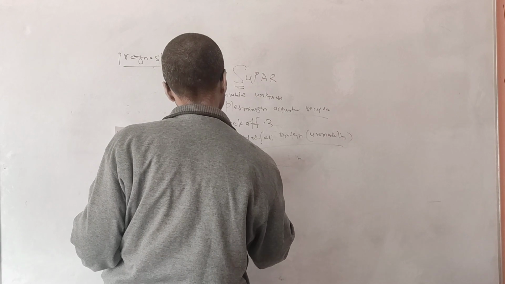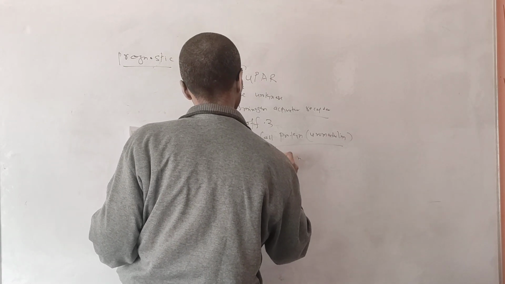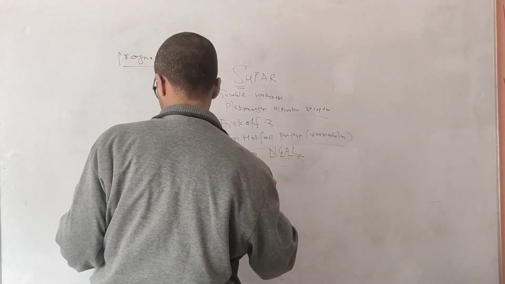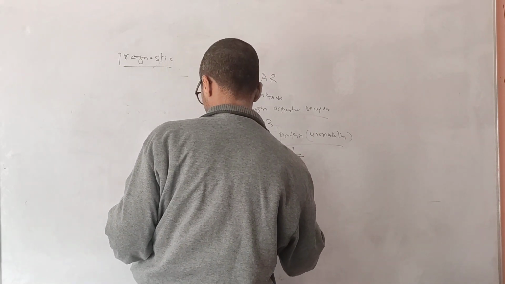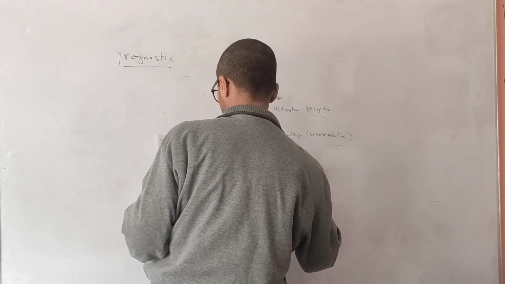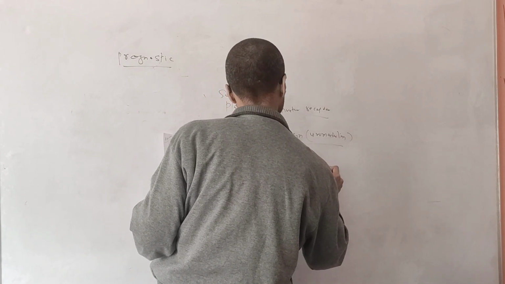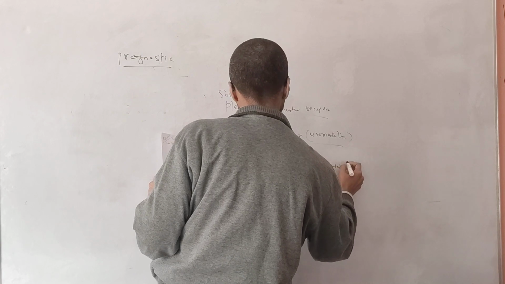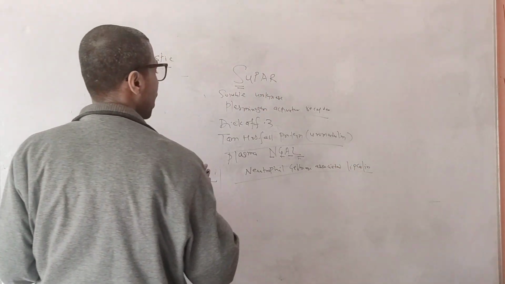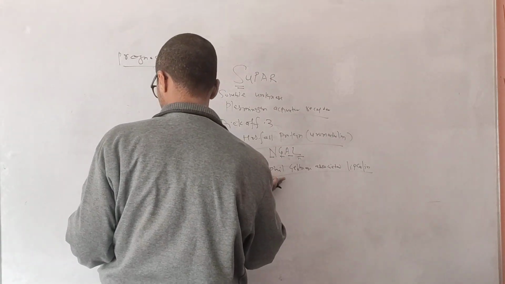Another is plasma NGAL. NGAL stands for neutrophil gelatinase associated lipocalin. You can detect this in both serum and urine, and this also shows good correlation with the injury.